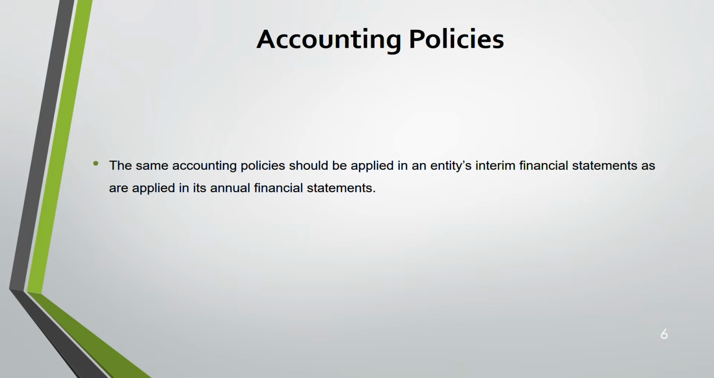Regarding accounting policies, there is no change. It's the same for the annual financial statements and the interim financial statements. Measurement should be made on a year to date basis because it's less than 12 months. It could be for 5 months, 6 months, 7 months, whatever. You have to make the measurement accordingly.